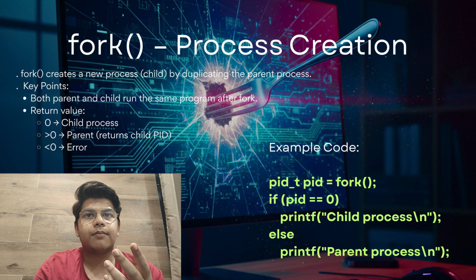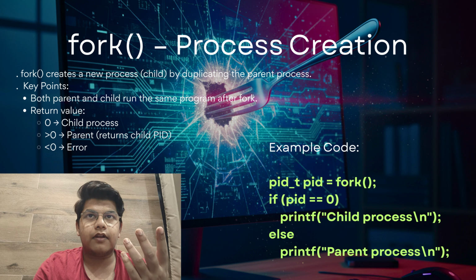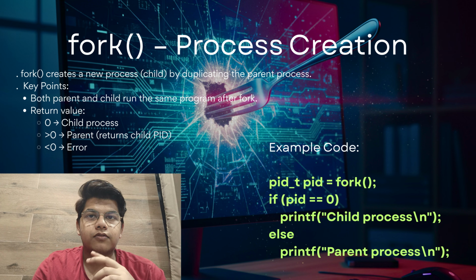Here's an example of the fork call. I'll read it out: pid = fork(); if pid == 0, printf "child process", else printf "parent process".